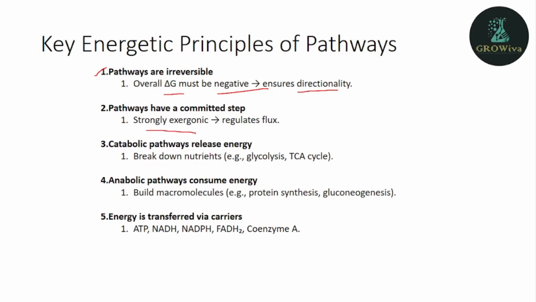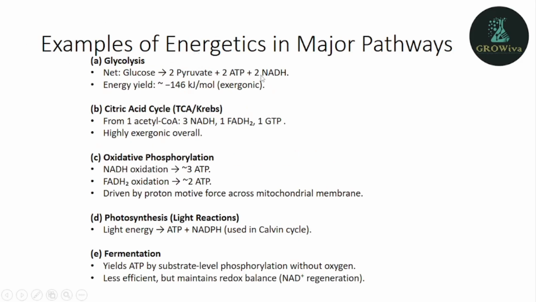Catabolic pathways always break down nutrients to release energy, like in glycolysis and the TCA cycle. Anabolic pathways consume energy, like they build macromolecules, as in protein synthesis and gluconeogenesis. Energy is always transferred via carrier molecules, like ATP, NADH, NADPH, FADH2, and coenzyme A. Now, these are the major examples of energetics in major pathways. The first one is glycolysis.